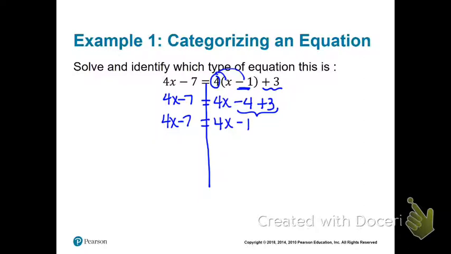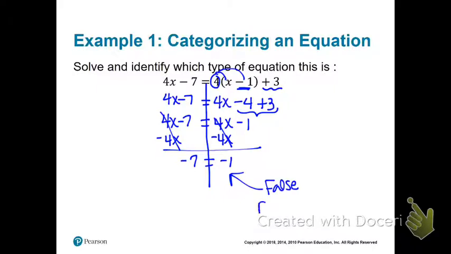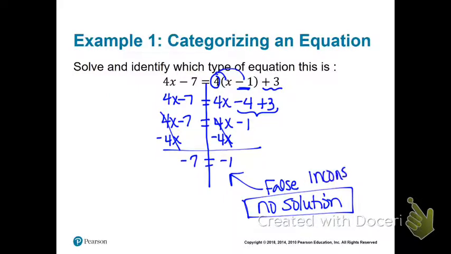And now we're just going to solve. So if I try to get my x's together, I would subtract the 4x, but they're going to cancel here, so we get -7 equals, cancels there, we get -1. We don't have any x, so we can't solve this. So at this point, you need to ask yourself, is this true? Is -7 equal to -1? No, it's not. It's false. Therefore, it's a no solution. I forgot to put that on the previous slide. It's a no solution, and because it's false, it's inconsistent.